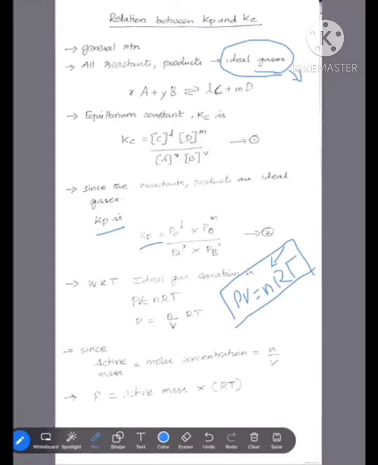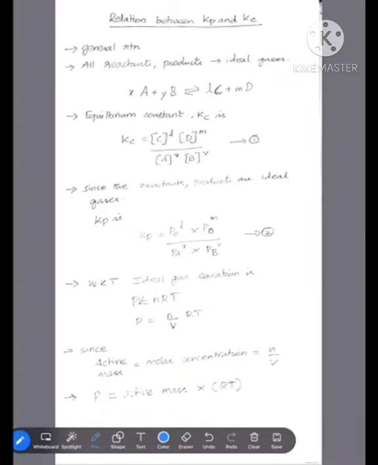As we know, rearranging this, P is equal to n by V times RT. Since the formula for active mass is nothing but molar concentration, which is n by V, we can write P is equal to active mass into RT. Now I am going to write the same thing for each of the reactants and the products.